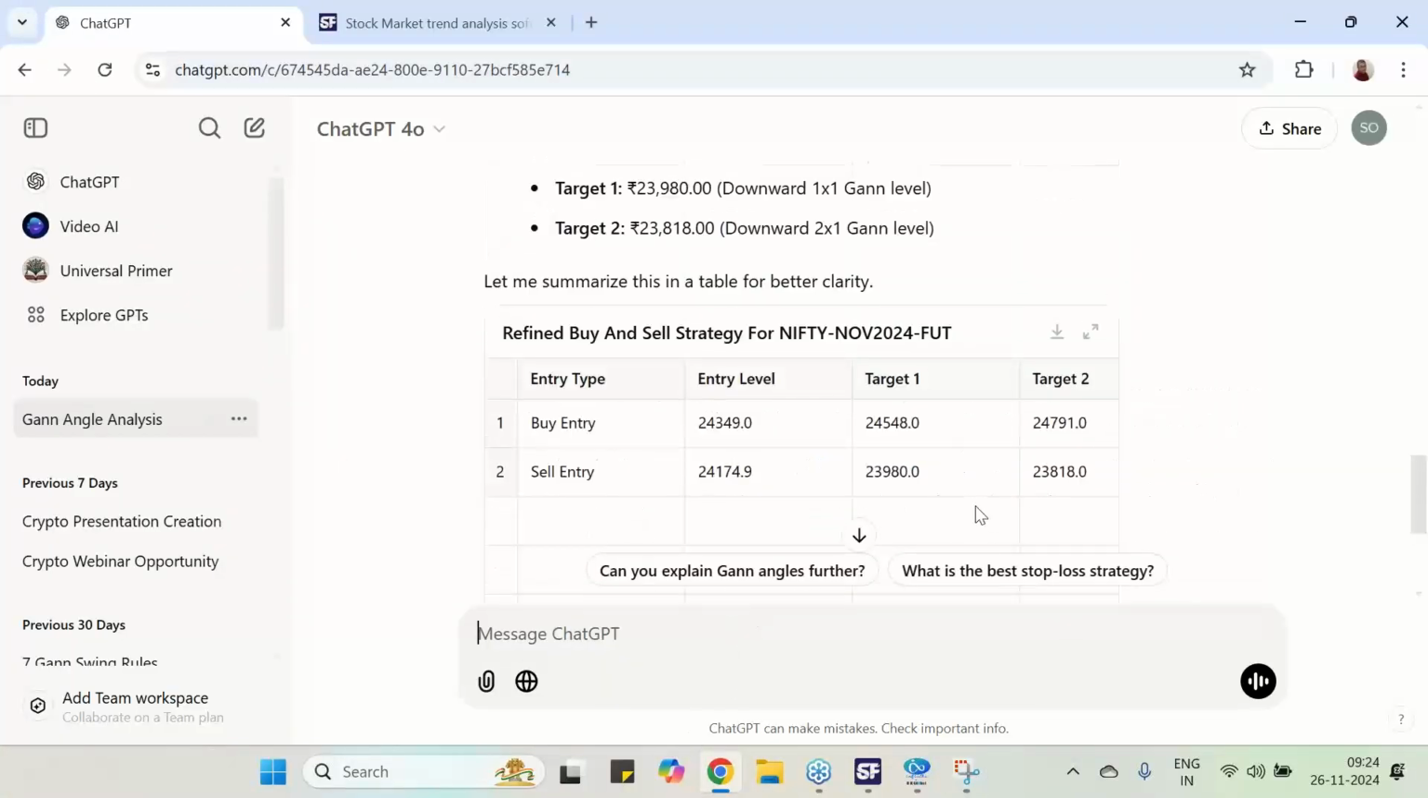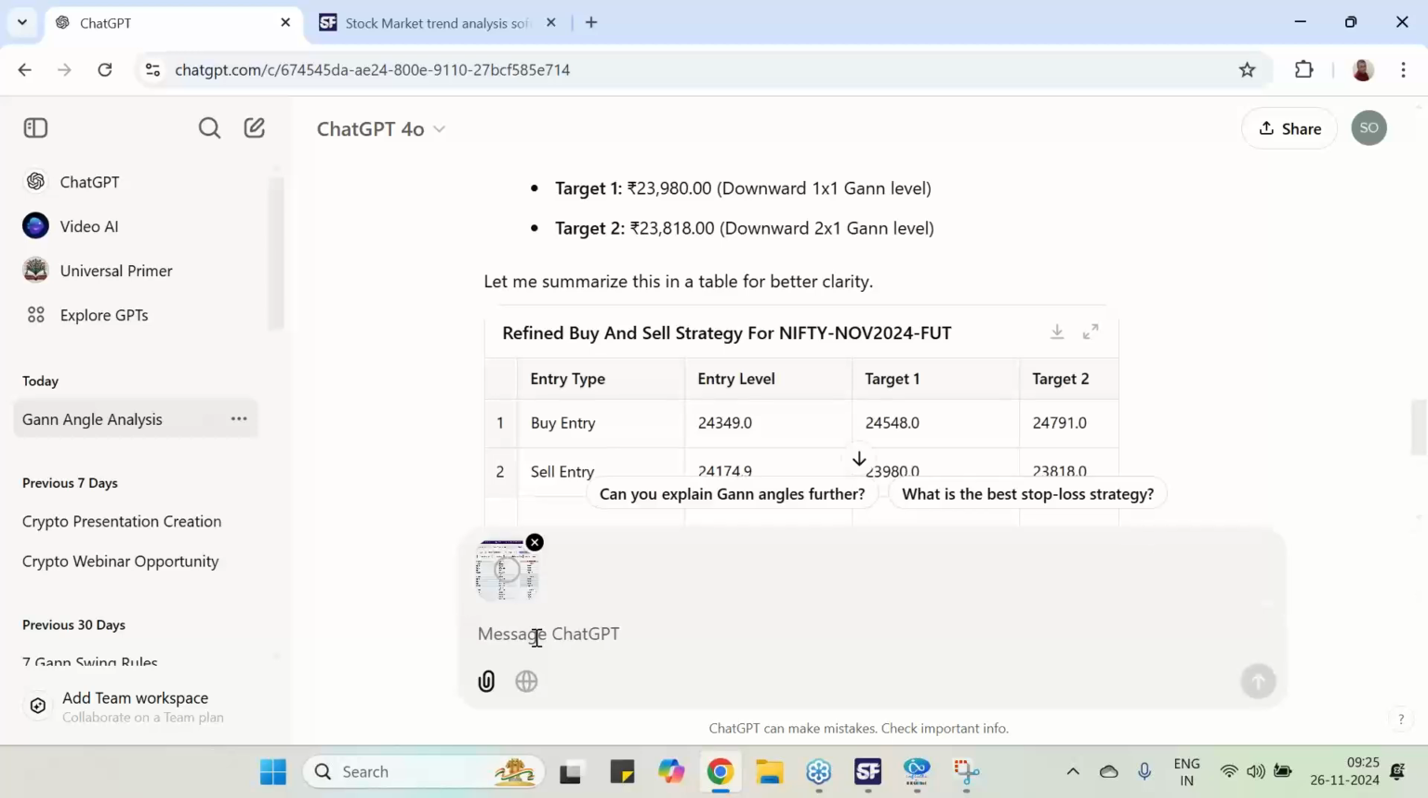So it is a trend, and it has given the buy entry and targets. You can see what kind of wider targets it is giving. Why is it giving wider targets? Because it has not taken volatility into consideration. It has not taken anything into consideration. It has just drawn the Gann angle lines, and from there it is making things.